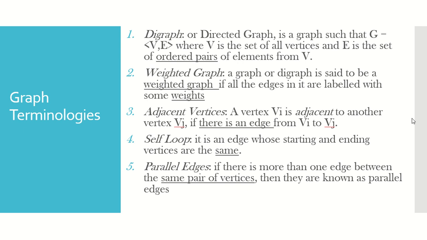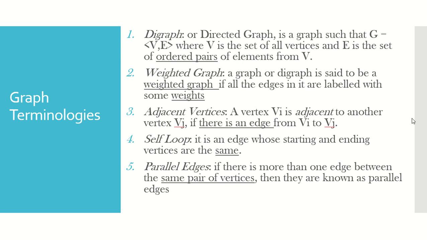So in the case of a directed graph, if there is a directed edge from Vi to Vj, then you say Vj is adjacent to Vi. But the vice versa cannot hold. If there is a directed edge from Vj to Vi, then you can say that Vi is adjacent to Vj. But if that's not the case, then you cannot claim the same.